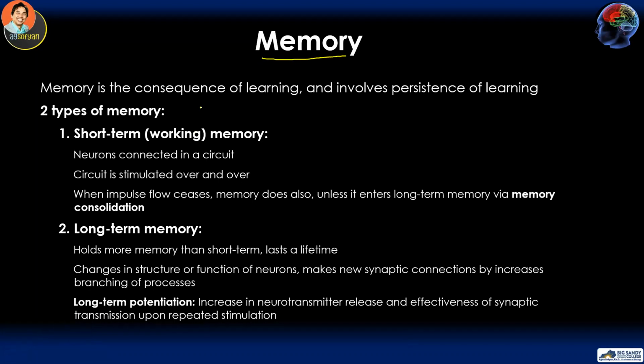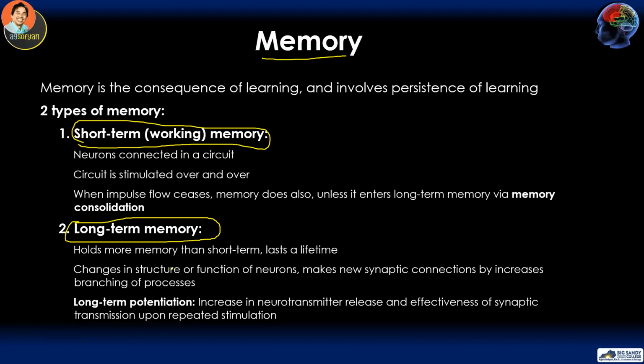Okay, memory. So there are two types of memory. The first one is called short-term memory or working memory. Usually when we study, we remember things for just several minutes or hours, and after that, mostly we will forget them. So this is what we call short-term memory. The next one is called long-term memory, which stays in our brains for a long time, even a lifetime.